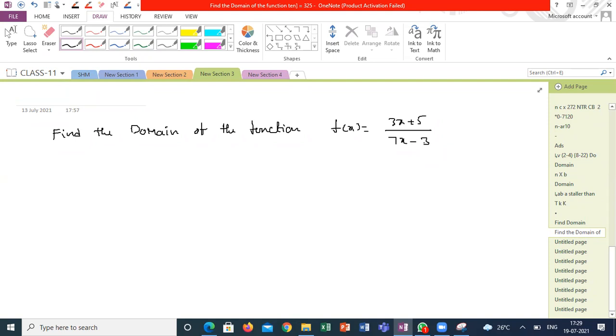Anyone got the answer? Sir, R minus 3 upon 7. Super. R minus 3 upon 7. Suppose I am giving this question for 2 marks, how will you explain? The 7x minus 3 should not be equal to 0. f of x is a fractional function, correct?